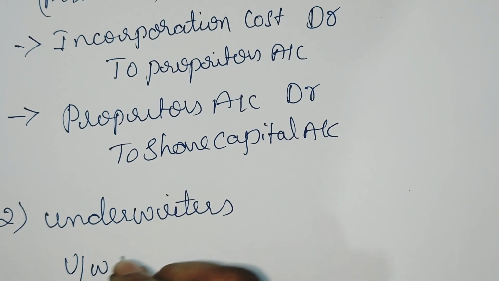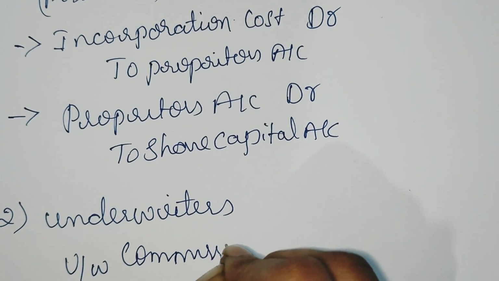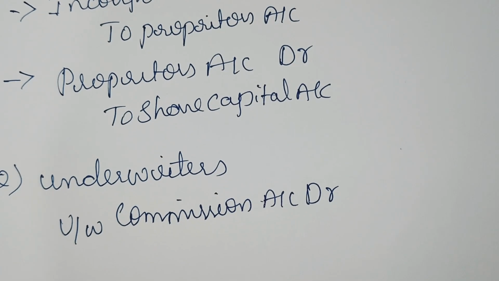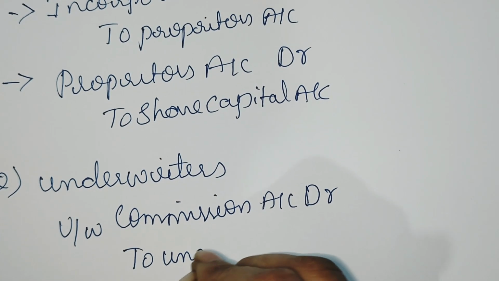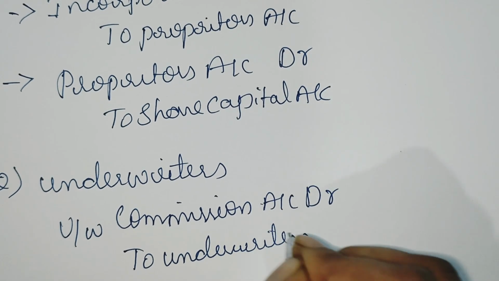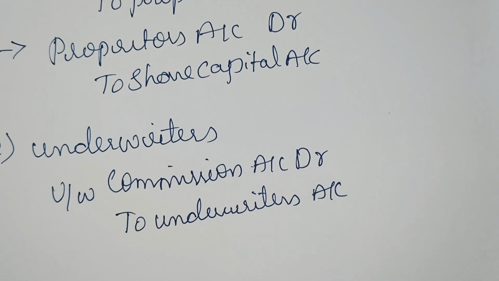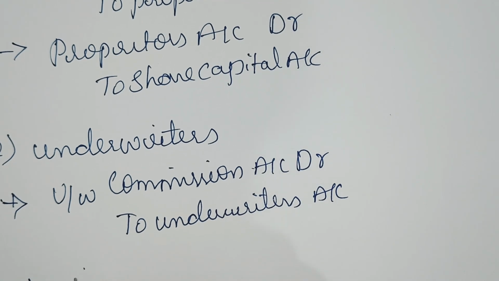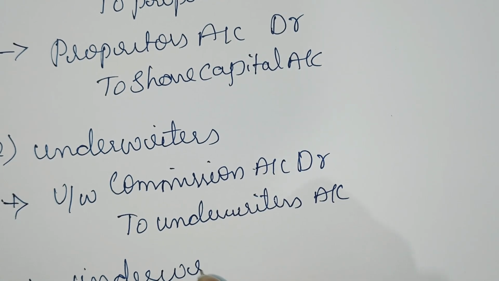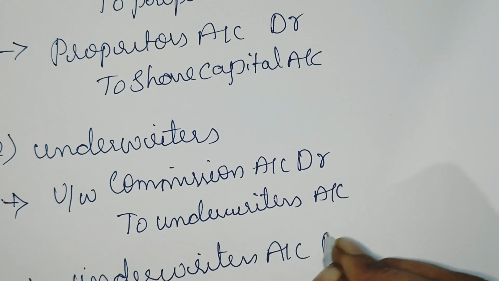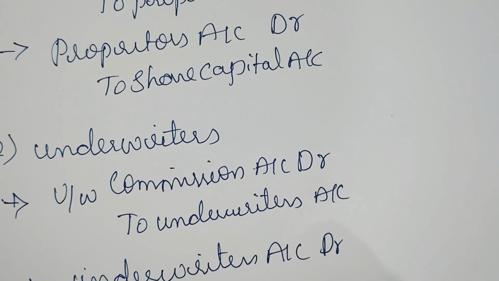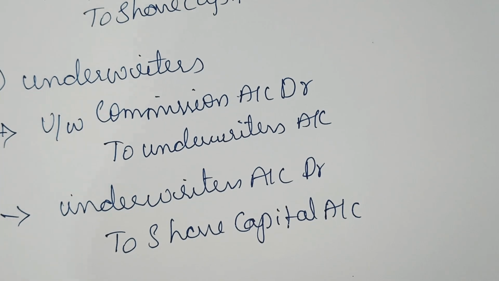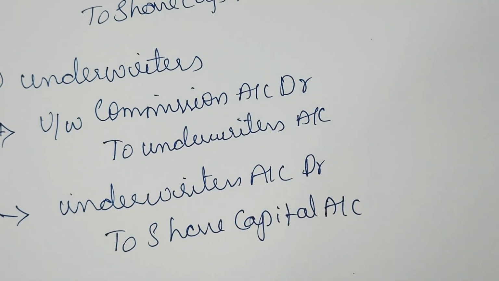So underwriter commission account debtor to underwriter's account. To transfer this to share capital account, you are debiting underwriter account debtor to share capital account. This is the entry if you are issuing to the underwriter.